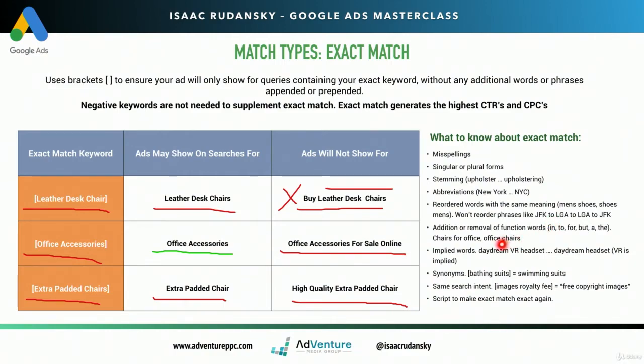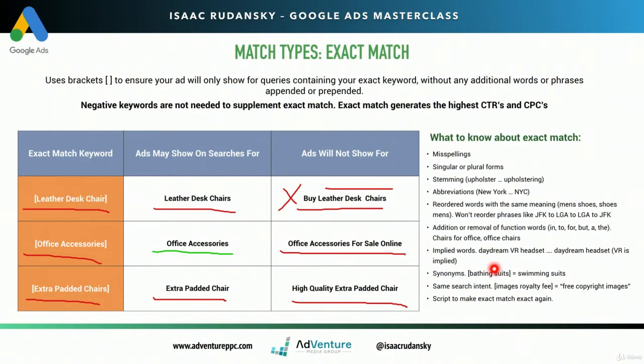Google does say they won't reorder phrases like JFK to LGA to JFK, because that obviously has a specifically and clear different meaning. Another big one, addition or removal of function words, such as in, to, for, but, a, the. So if my exact match keyword is chairs for office, Google retains the right to remove the function word and ignore it from my exact match keyword. So if somebody searches for office chairs or chairs office, then Google retains the right to trigger that exact match keyword because they're removing that function word of for.